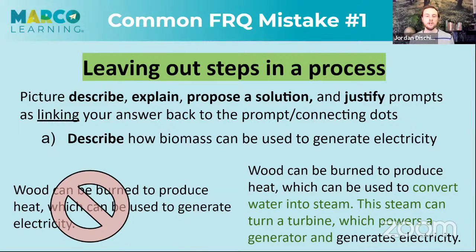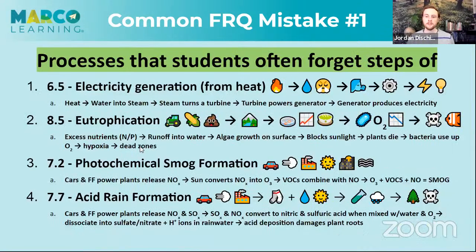We've done what I call stranding the point. When you leave out a step in a process, you strand the point and you don't earn it. So even if you maybe knew how biomass can be converted into electricity, if you didn't put that critical step, you're out of a point. There's only 30 points possible in the FRQs, and so every one is critical. You need to earn them.